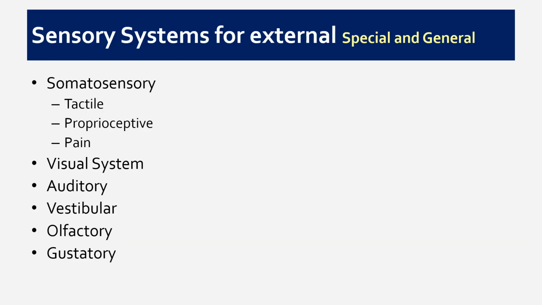We have multiple different sensory systems for external sensory information. Some of them are specialists, some of them are more general. We have somatosensory systems that process information about touch and pressure and pain. We have a visual system, obviously relating to our eyes, an auditory system with our ears, a vestibular system relating to balance and other content, the olfactory system relating to our sense of smell, and the gustatory system relating to our sense of taste.